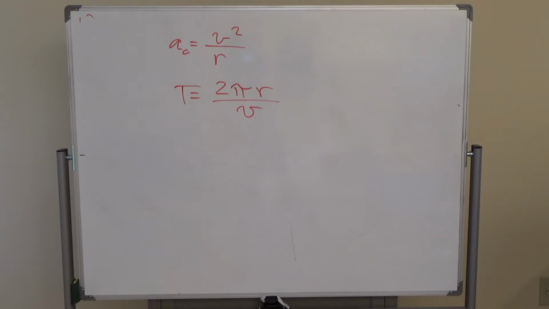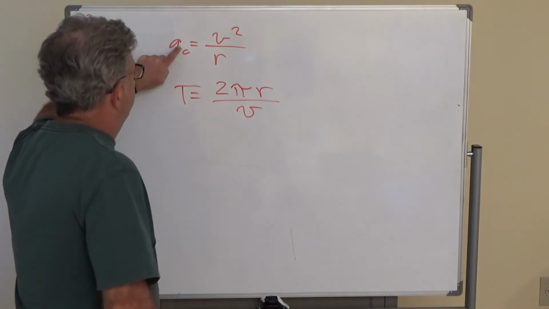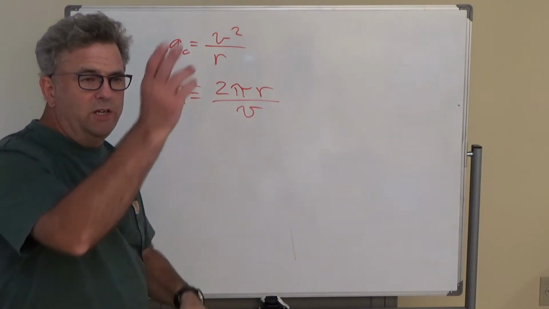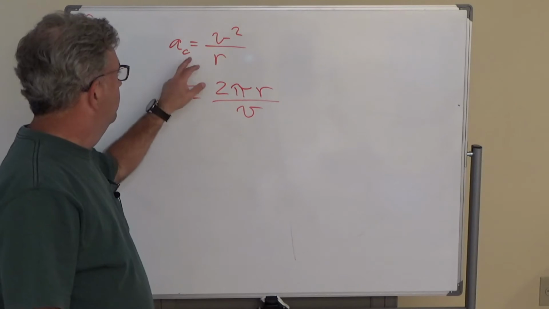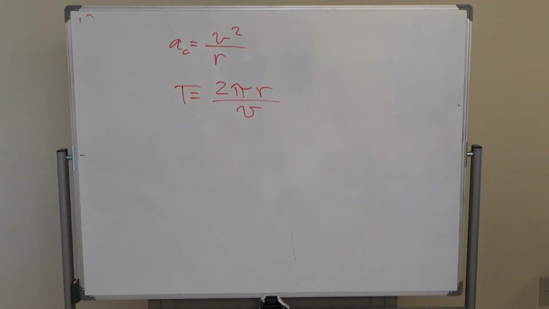Okay. Yeah, this is really simple. The centripetal acceleration is 8.12. That's the acceleration that's being applied to the object. So you know the radius, find the velocity. I don't think you'll have any trouble with that one.